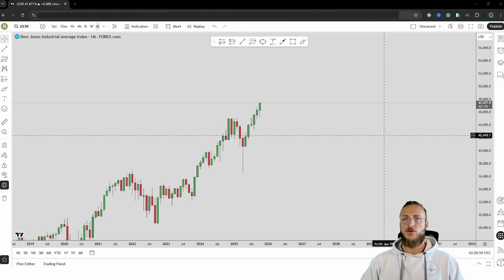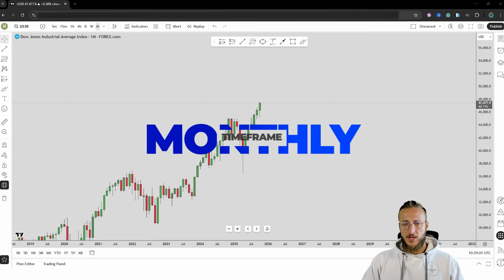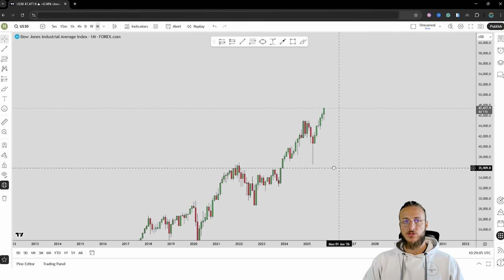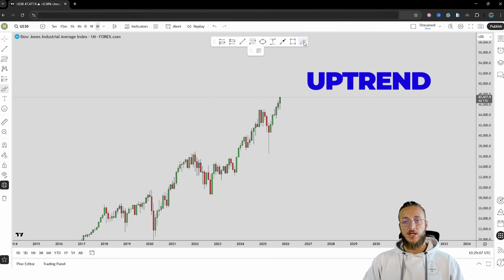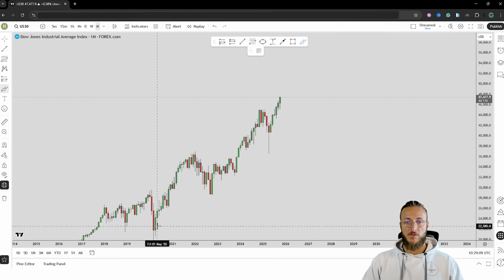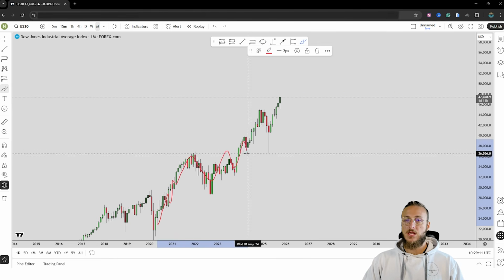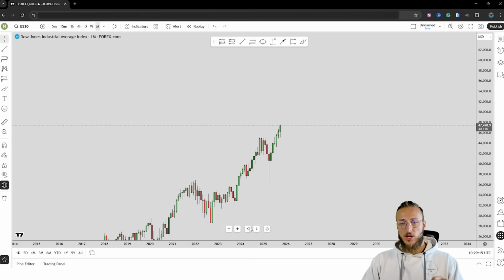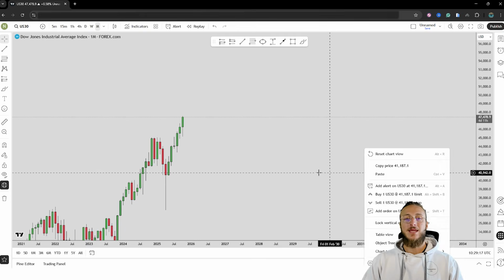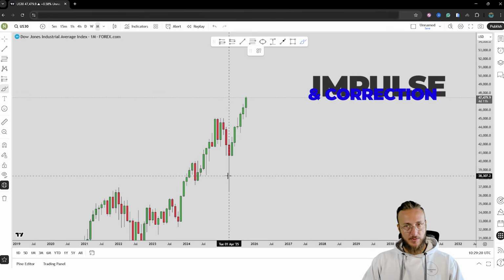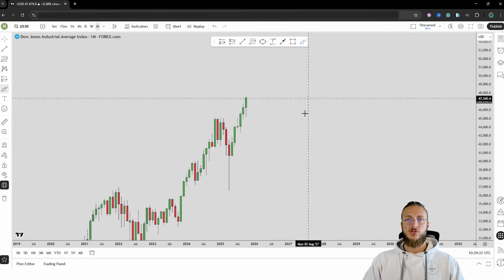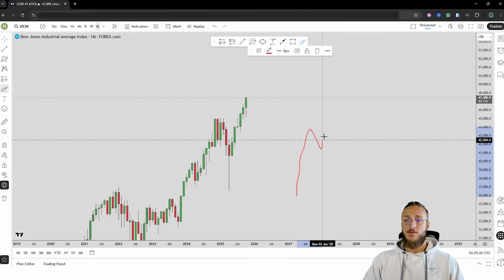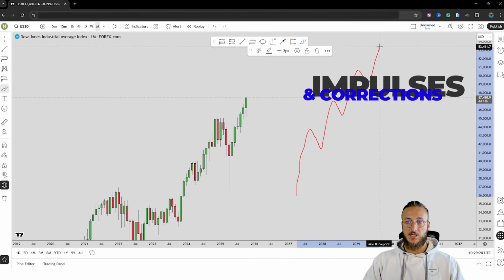Now, starting here from the monthly time frame, the first thing that we have to keep in mind is that at the moment we are in a very strong uptrend. The market has been creating a series of monthly higher highs and higher lows. It is very clear that we are in a strong uptrend, and most importantly, we have to keep in mind that we are now in the impulse phase of this uptrend, because every time you're seeing a market go up, obviously every uptrend is composed of a series of impulses and corrections.